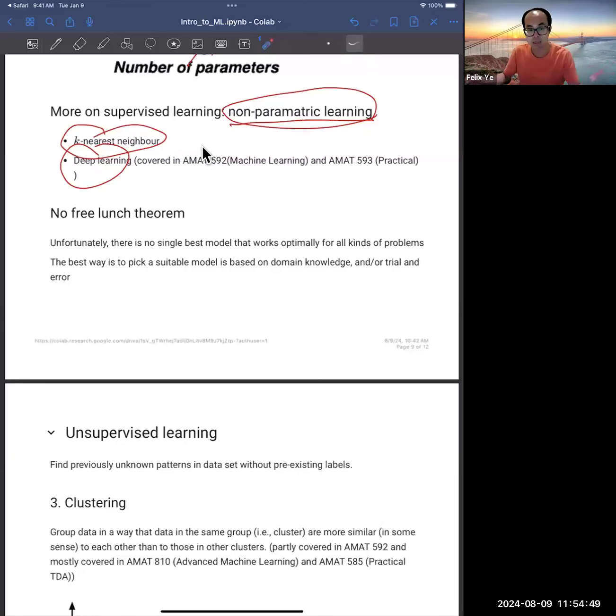The best way is to pick a suitable model based on the domain knowledge that you have, and trial and error. So for this whole course, I basically tell you what kind of model you should be using. However, in 593, you just have the data. So you have to clean the data, preprocess the data, and find the best model to work with. So this is more like an engineering problem. Okay.